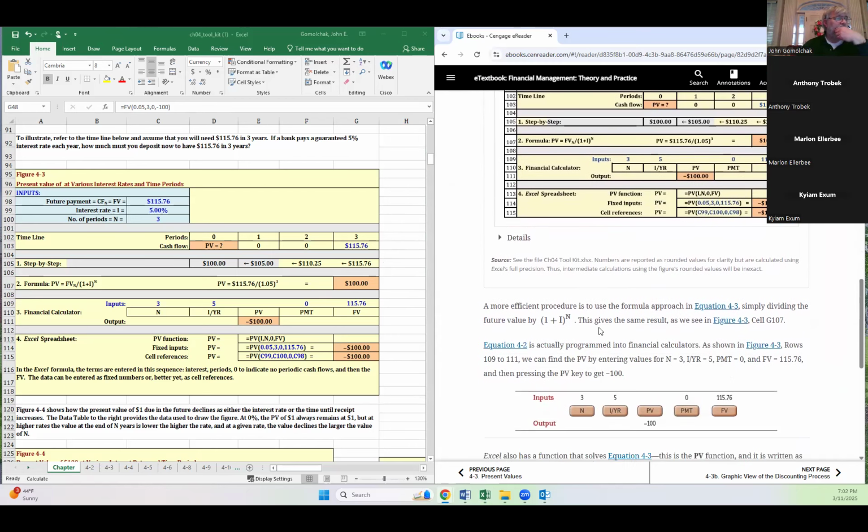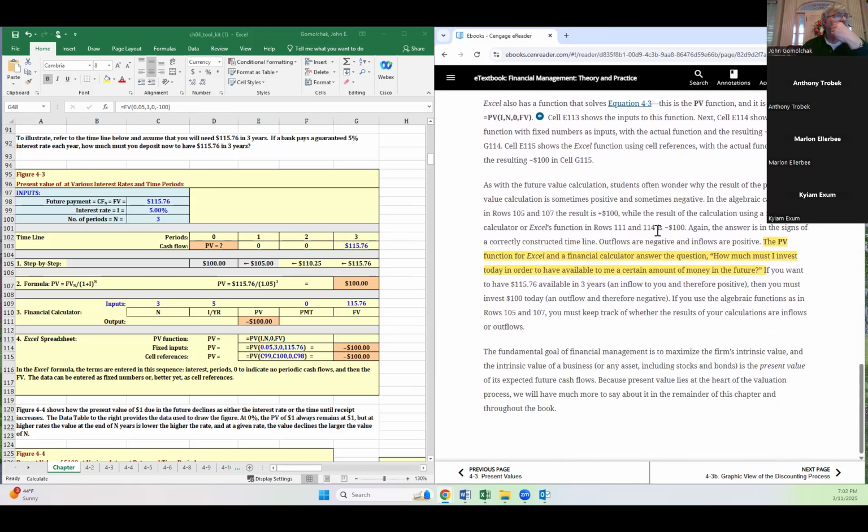Here's your financial calculator if you are so inclined. Present value function for Excel, financial calculator, answer the question, how much must I invest today in order to have available to me a certain amount of money in the future?